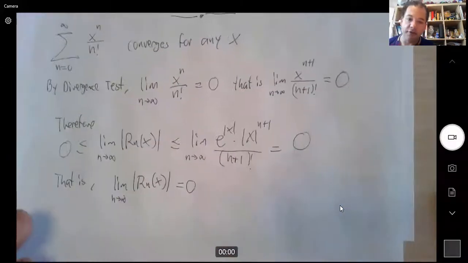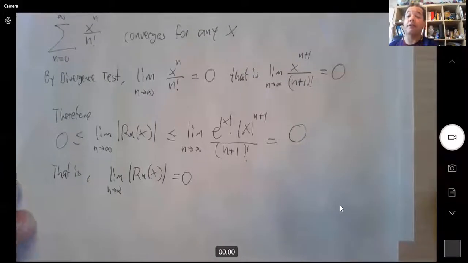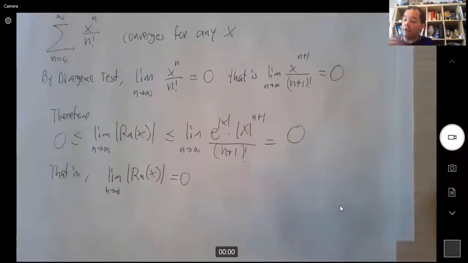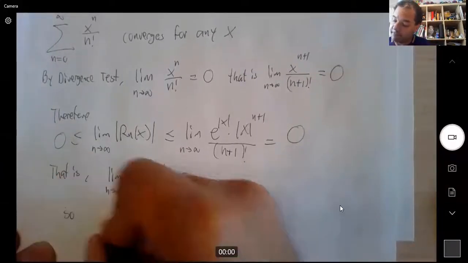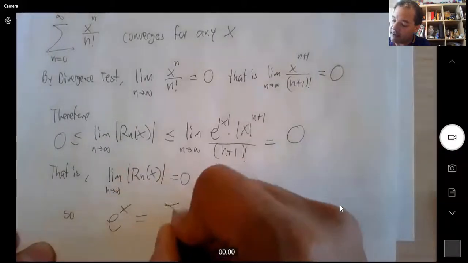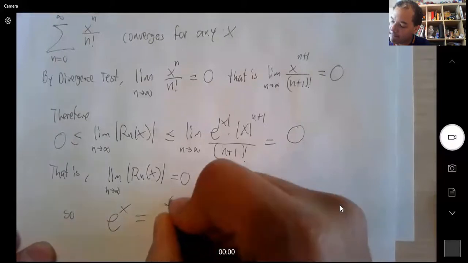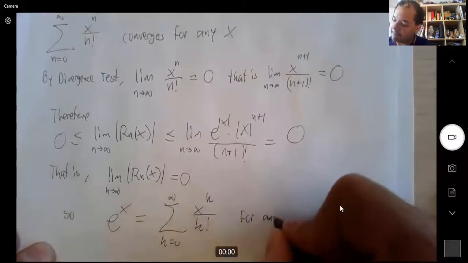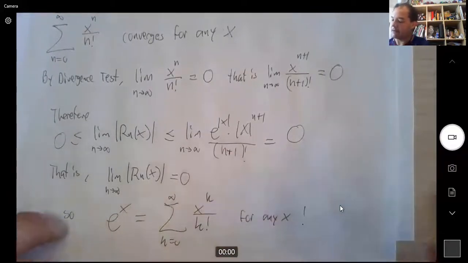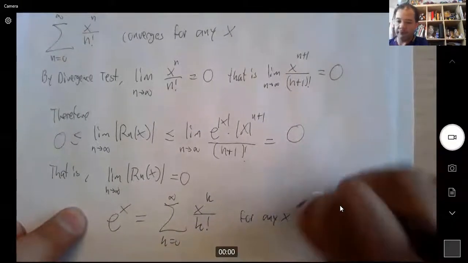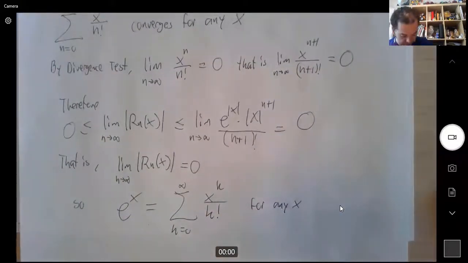And that's great, because if the remainder goes to 0, then that means the function is equal to its Taylor series. So now we can write this with confidence for any x. All right. Questions?